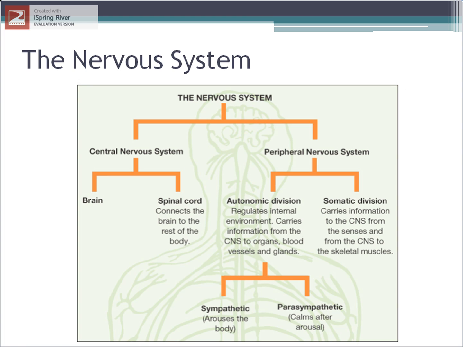To begin with, we're going to start off with the nervous system. The human nervous system is divided into the central nervous system and the peripheral nervous system, with each of these further divided into different components, each with a different function but all working together. As you can see, I've put a diagram of the nervous system, and I will take you through each of the parts.